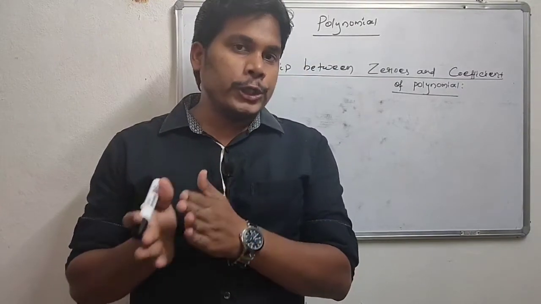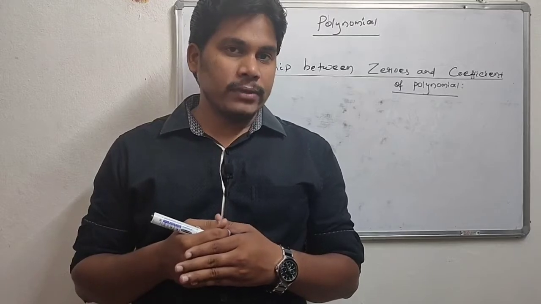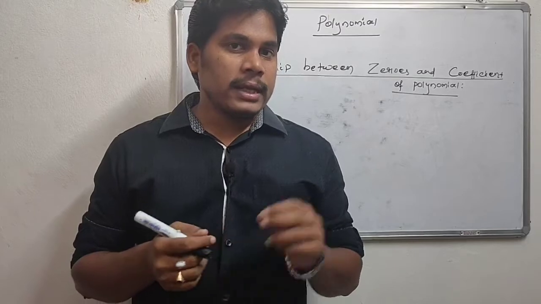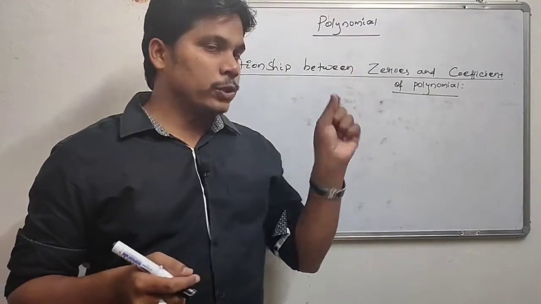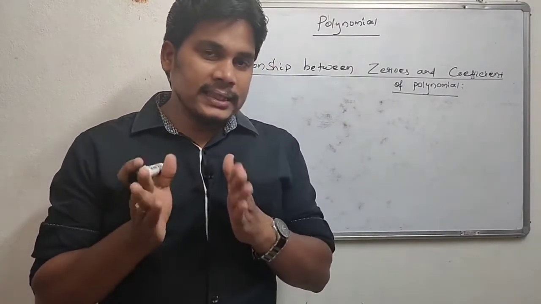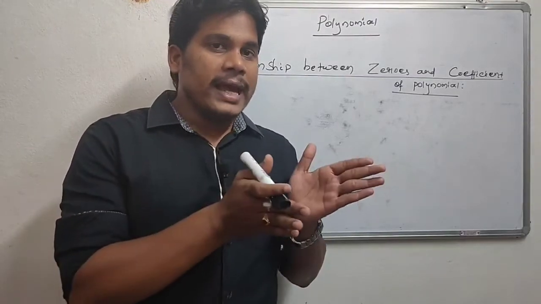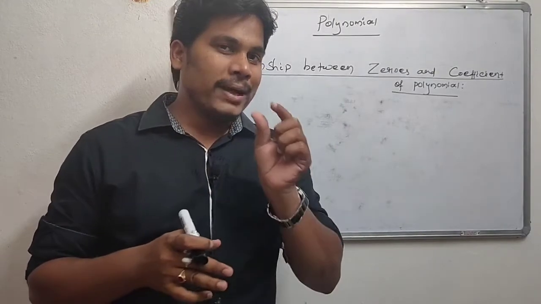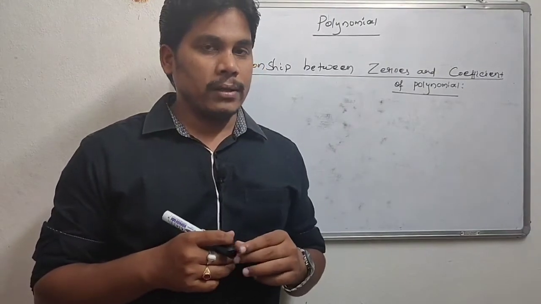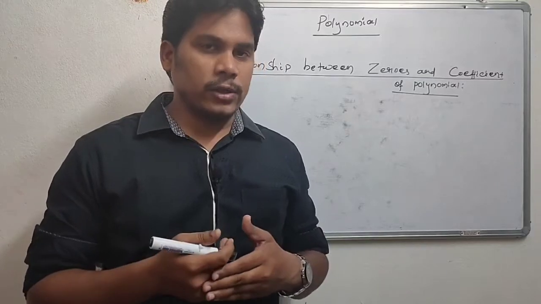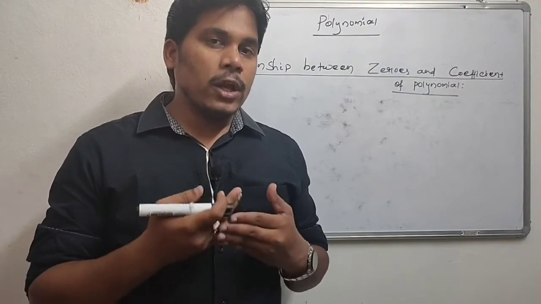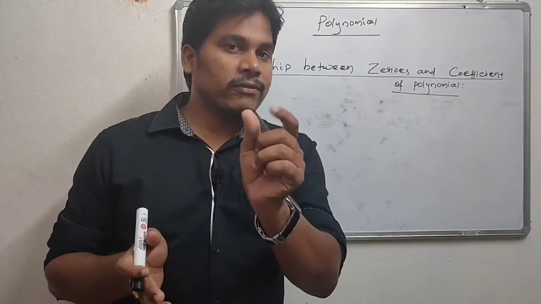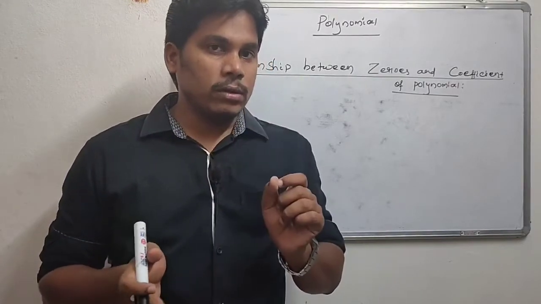Again, now we'll continue in this video with the two more major concepts of this chapter on polynomials. The first concept is the relationship between zeros and coefficients of the polynomial. In this concept, I will explain another sub-concept, that is, formation of a polynomial by knowing the zeros of the polynomial. And the second concept is the division algorithm. In the division algorithm, we'll understand how to find the zeros of the polynomial if we know one of the factors or one of the zeros.